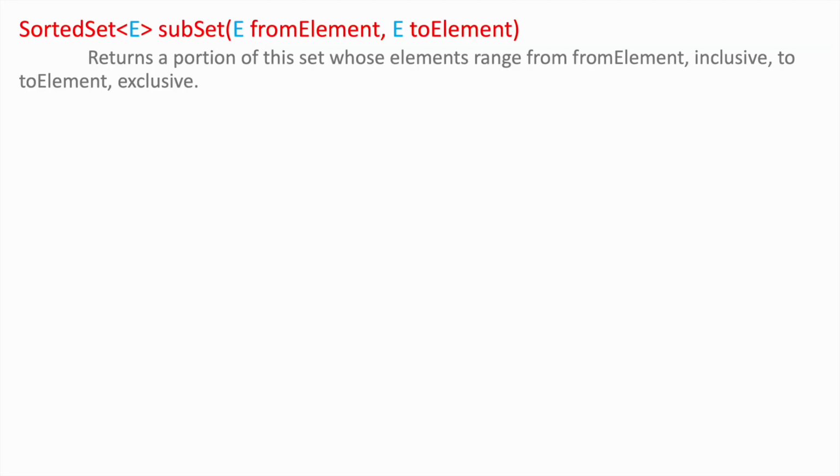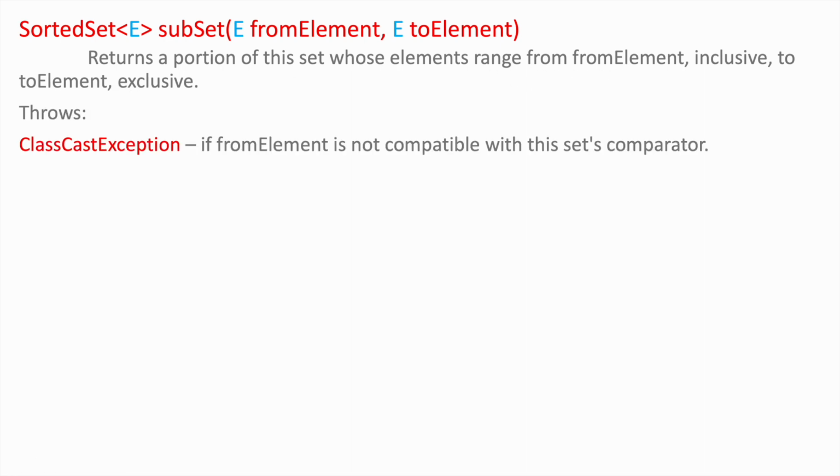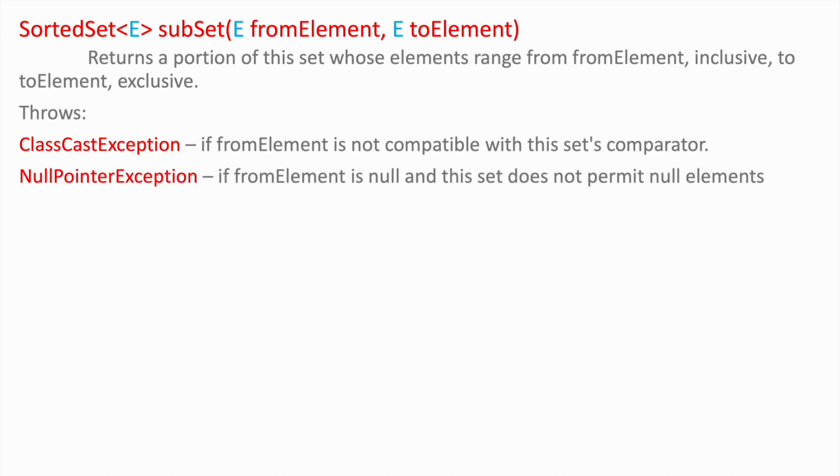The next method is the subSet method. It accepts two arguments, the fromElement and the toElement. This method returns a portion of this set whose elements range from fromElement to toElement. The subSet method may also throw a ClassCastException when the fromElement and toElement are not compatible, and it may throw a NullPointerException because the fromElement and toElement should not be null. If you give null, it will give a NullPointerException.